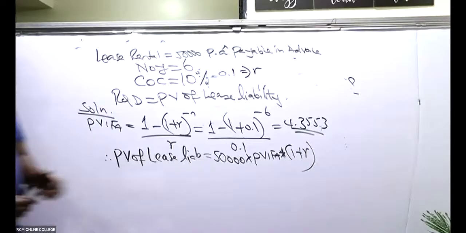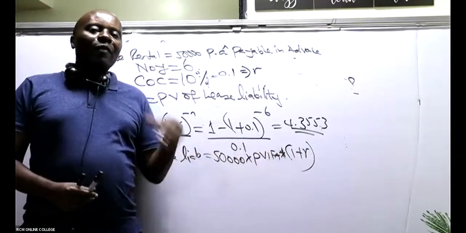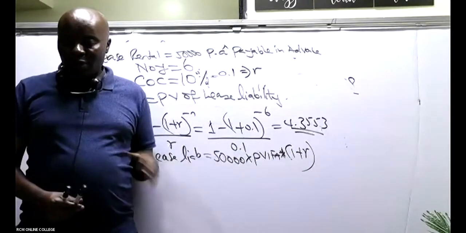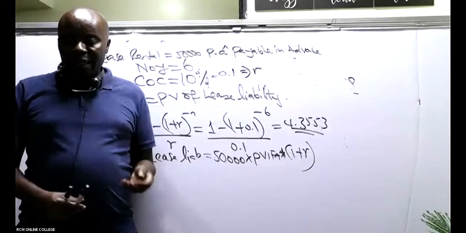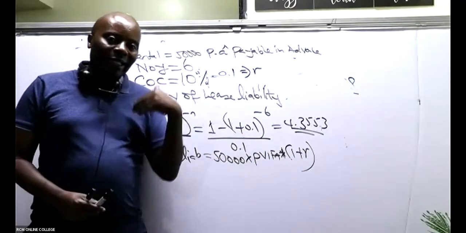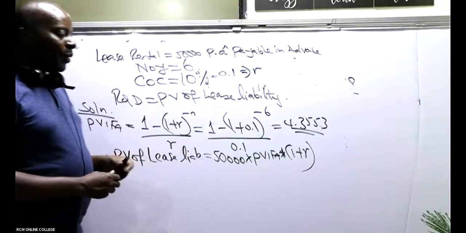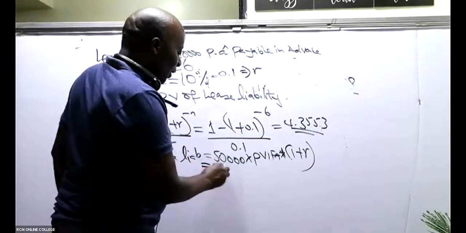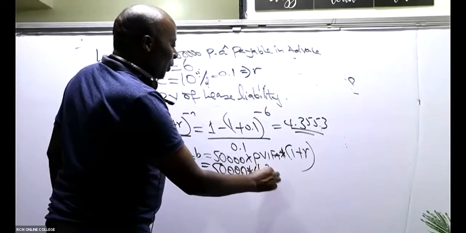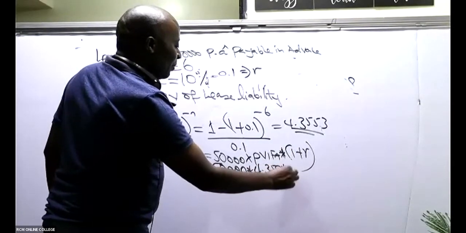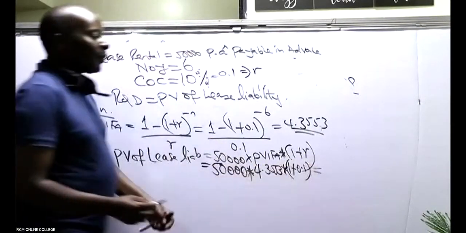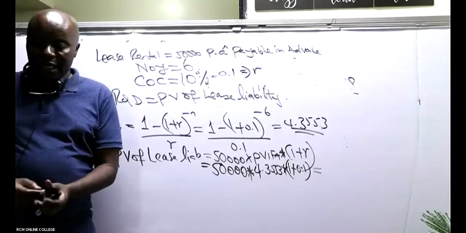This times 1 plus R, we only do it whenever you're told that the cash flow is being paid up front, it's being paid in advance. You should always add this 1 plus R, taking care of that term which comes up front. So this one will be 50,000 times our PV factor of 4.3553 times 1 plus 0.1. So that 1 plus R stands for what here?